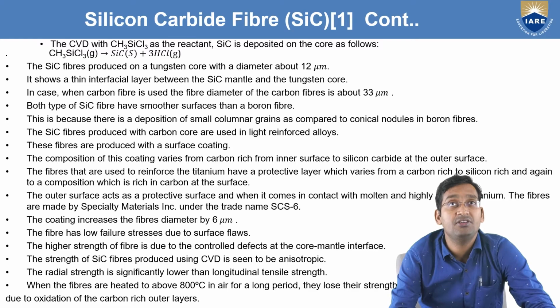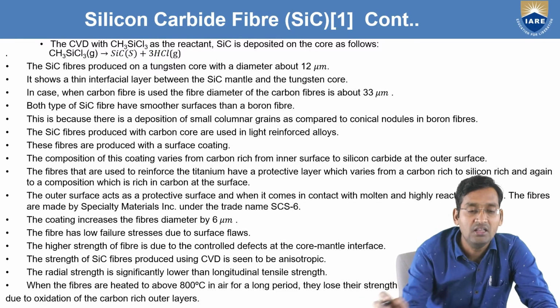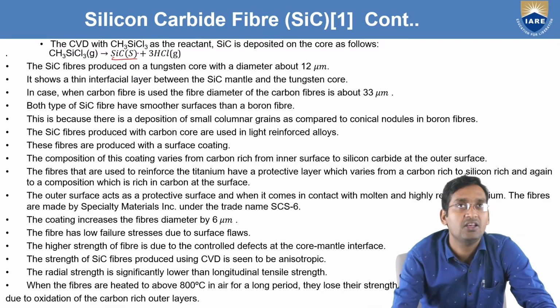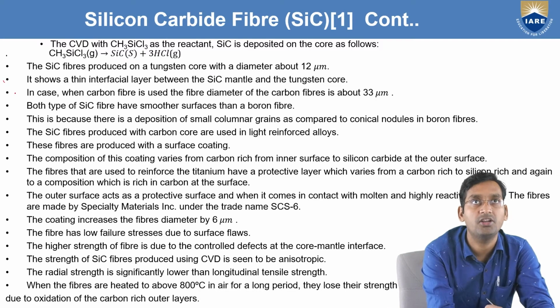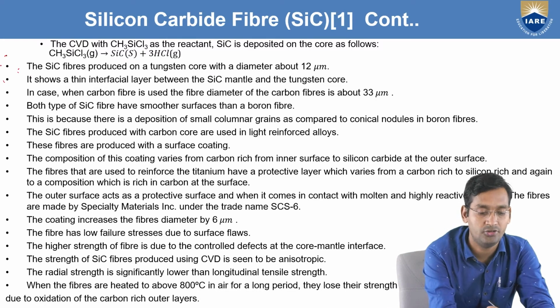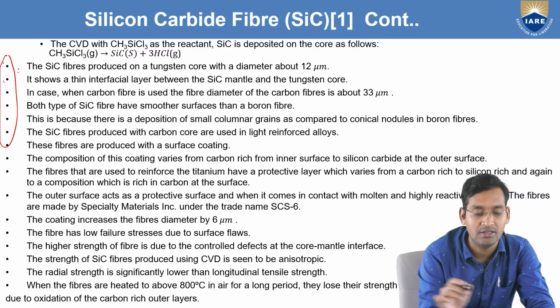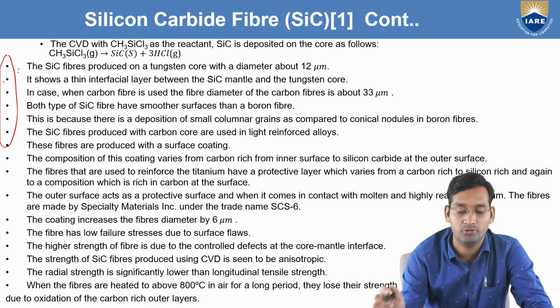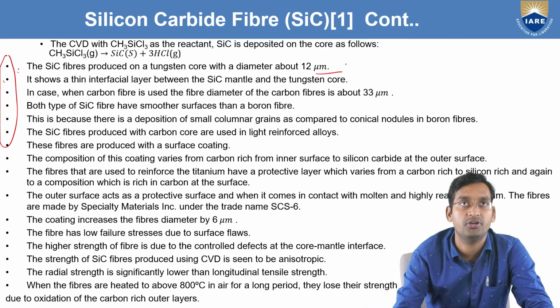Now, the CVD with CH3SiCl3 as the reactant, and SiC is deposited on the core as follows. CH3SiCl3 gives SiC plus 3HCl. So now we are getting this SiC fiber. The SiC fiber is produced on a tungsten core with a diameter of about 12 micrometers.